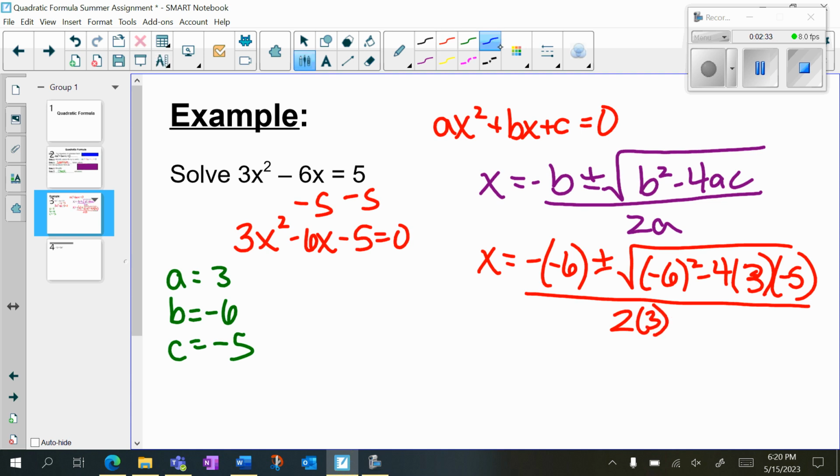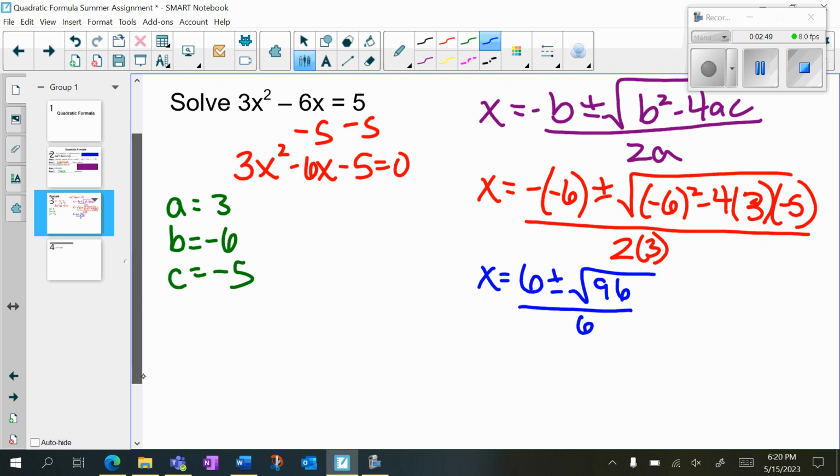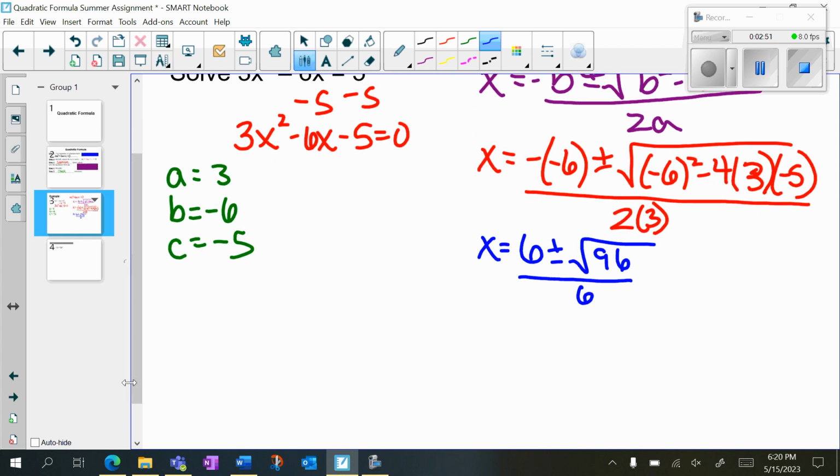Pause the video now and simplify. Once you do that, we're going to get x is equal to 6 plus or minus the square root of 96 all over 6. And now we're going to have to simplify the square root of 96. So the largest perfect square to go into 96 is 16. So we have radical 16 times radical 6 all over 6.